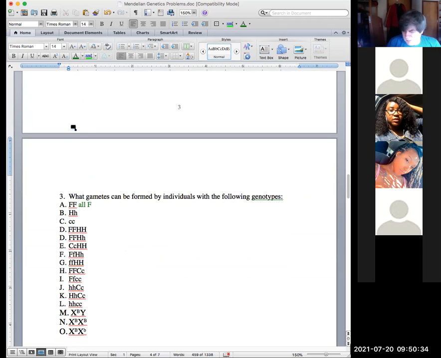So if we think about the examples that we said before, this individual, if their genotype is big F, if they are homozygous for having that bent little finger, then all their eggs or sperm would get big F. If we have somebody who's heterozygous for having hitchhiker's thumb, then half their eggs or sperm would get the big H. Half their eggs or sperm would get the little h.